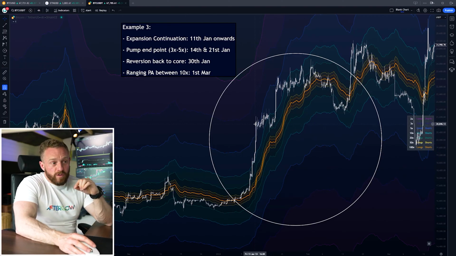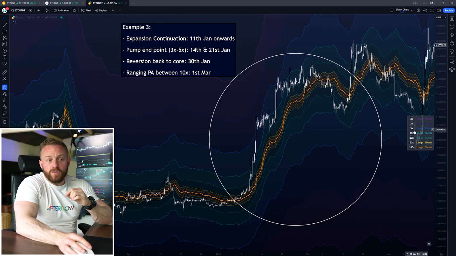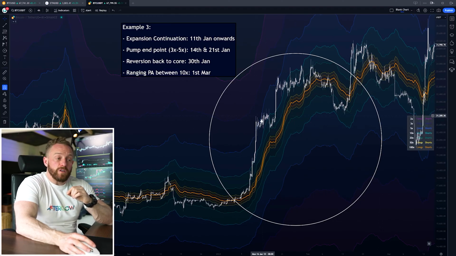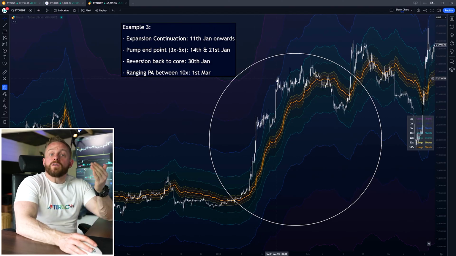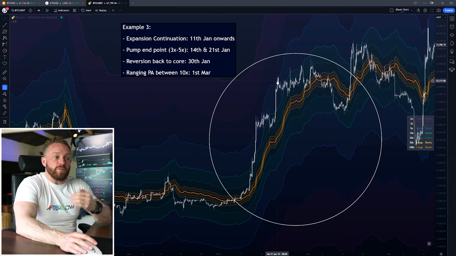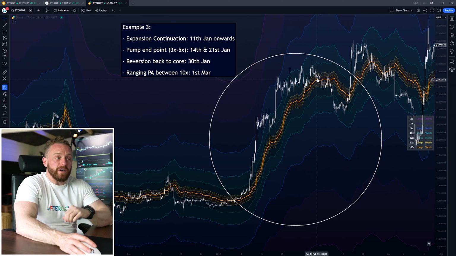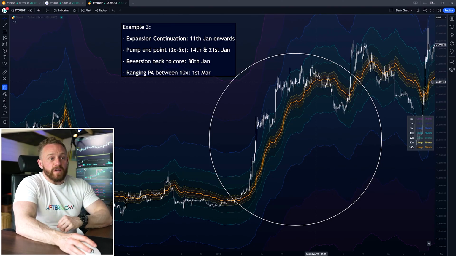Also, you'll notice the 2 points it did slow down was when price again hit those 5x blue liquidity band lines. So these would have been good points to maybe de-risk, take some profits. Next, when the price did hit those levels, we saw the price then revert back towards the core liquidity line again. And then after that, it then shifts into the ranging price action, again oscillating between those 10x and 20x lines on the band.